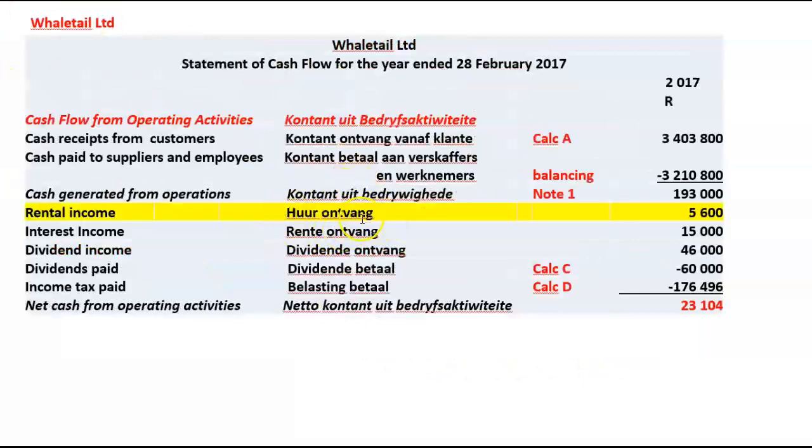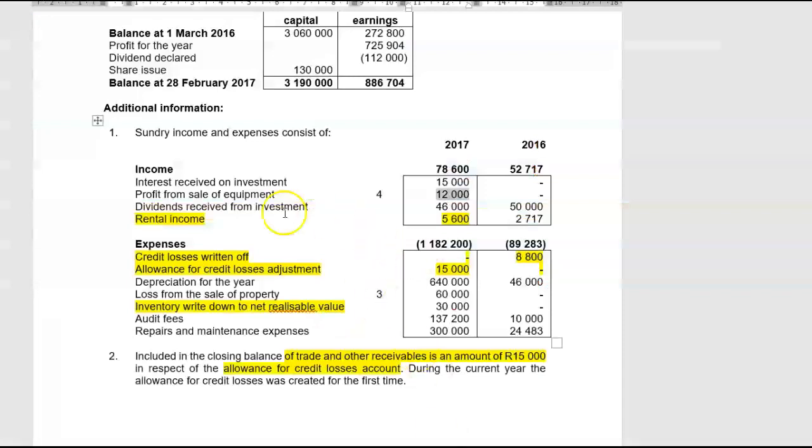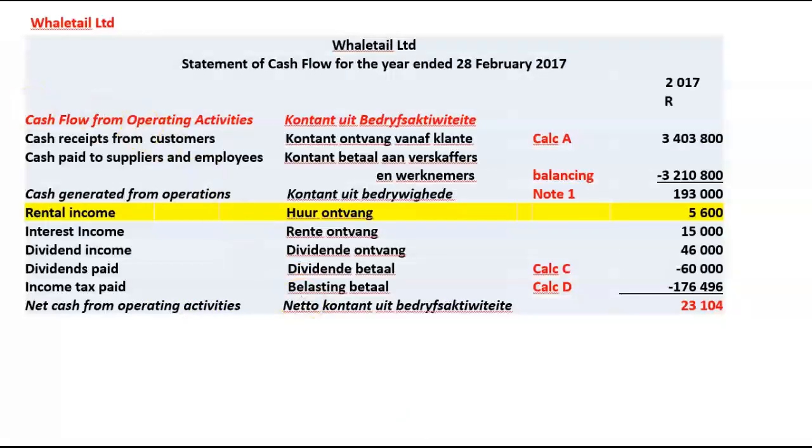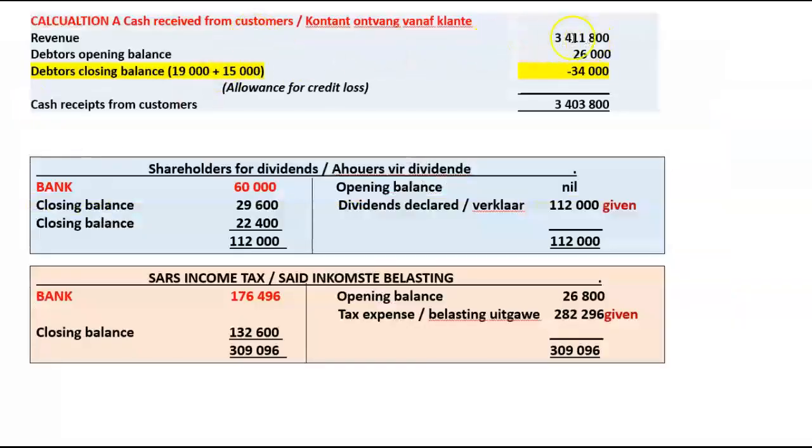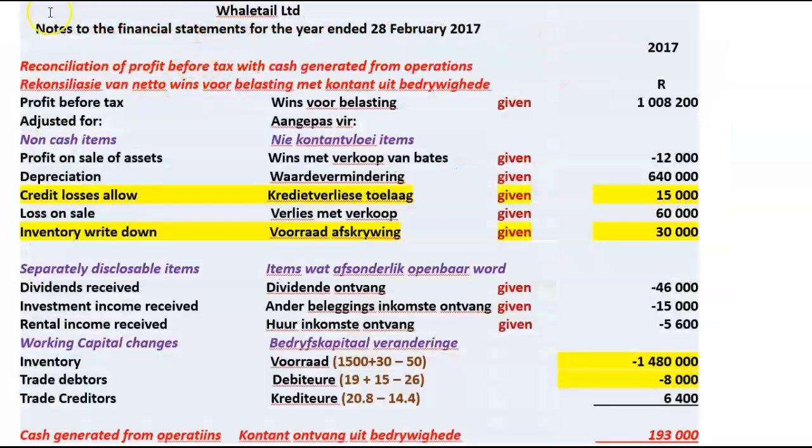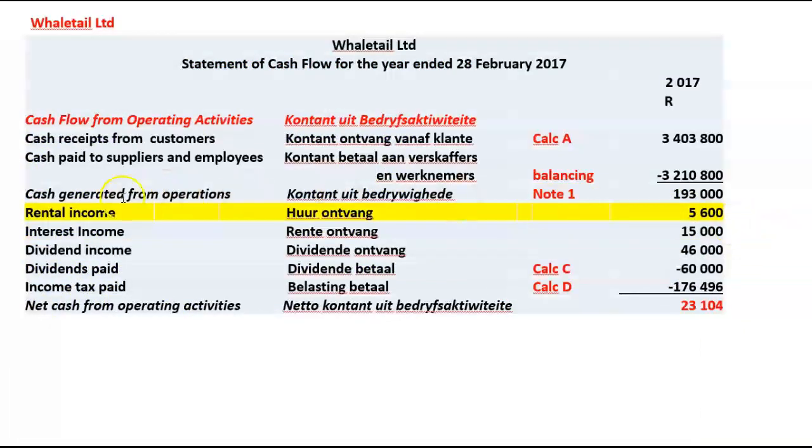Oh, our separately disclosable item. If you go and have a look there, we had a rental income of 5,600 rand. When we actually calculated our cash received from customers, we only took our revenue figure, only our sales figure. When we have adjusted here for separately disclosable items, we have taken out the rental income there as 5,600 rand. So there's no accrued rental income, so therefore as a separately disclosable item, under the line cash generated from operations, you're going to show the 5,600 rand there.